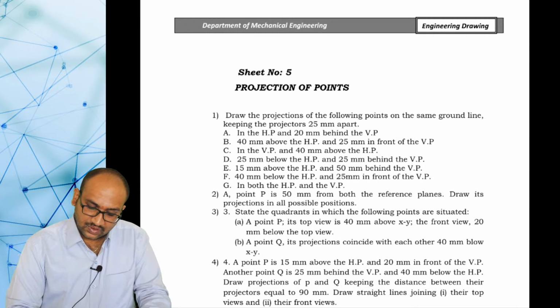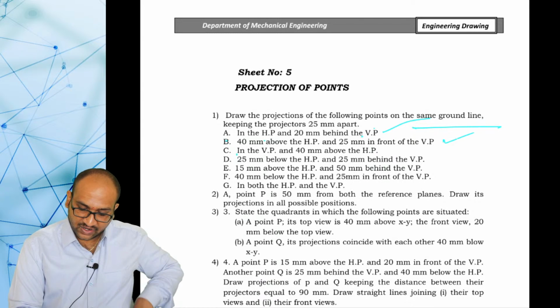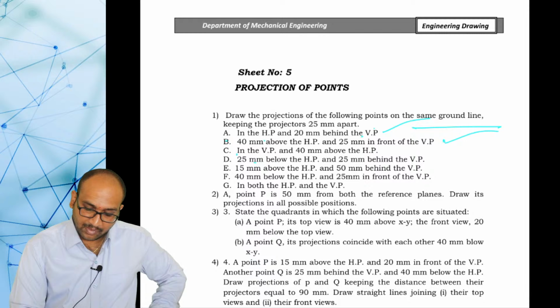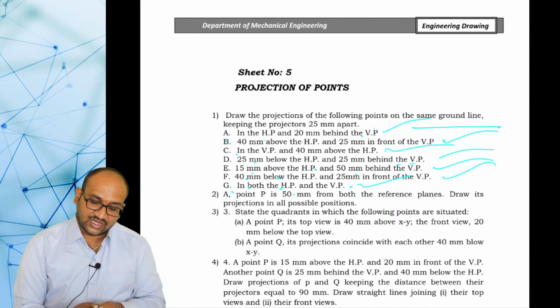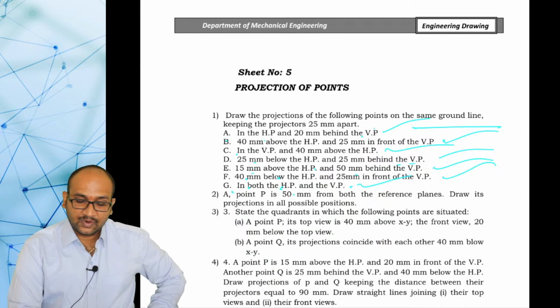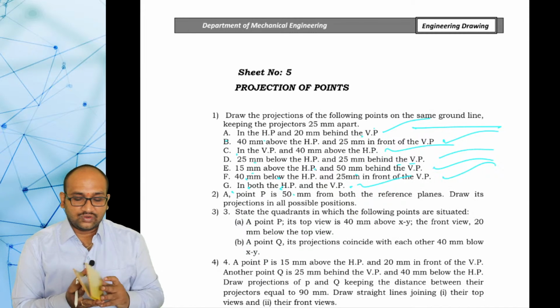See this problem. Draw the projection of the following points on the same ground line, keeping the projectors 25 mm apart. Point A is in the HP and 20 mm behind VP. Point B is 40 mm above HP, 25 mm in front of VP. Point C is in the VP and 40 mm above HP. Point D is 25 mm below HP and 25 mm behind VP. Point E is 15 mm above HP and 50 mm behind VP. Point F is 40 mm below HP and 25 mm in front of VP. Point G is in both HP and VP. This type of questions may ask. So this is a very easy problem only. We should know which quadrant the point is in before drawing.